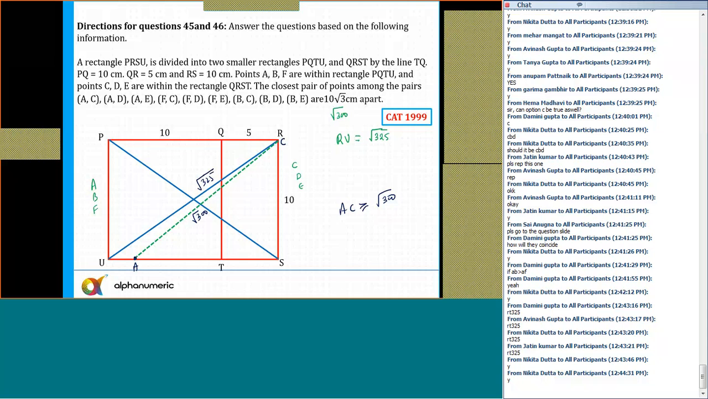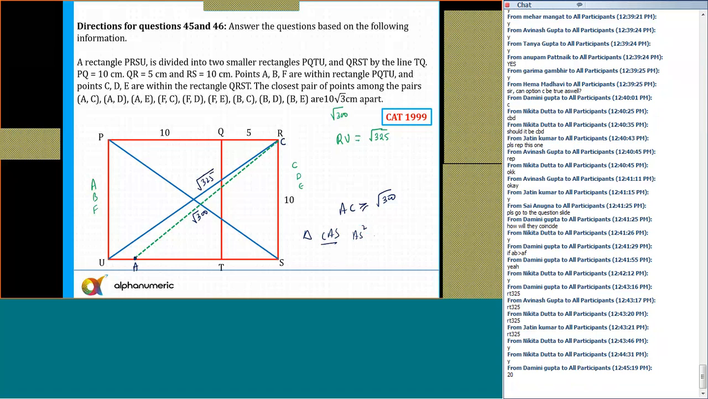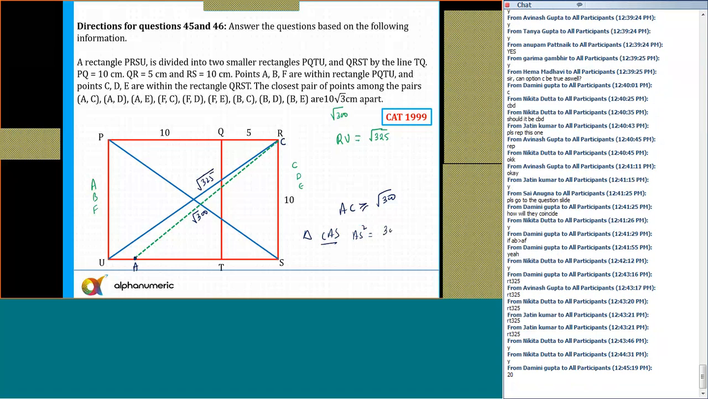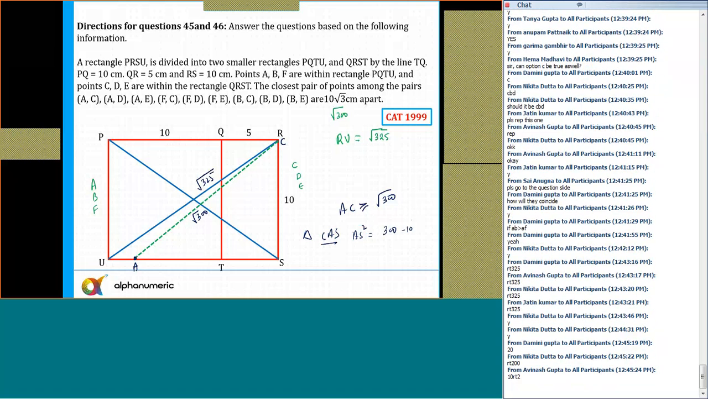Okay, by using the Pythagoras theorem in triangle CAS. If I use the Pythagoras theorem, so I can say AS square is equal to AC square, root 300 square is equal to 300, minus 10 square. So that is equal to 200. So it means AS is equal to root 200.